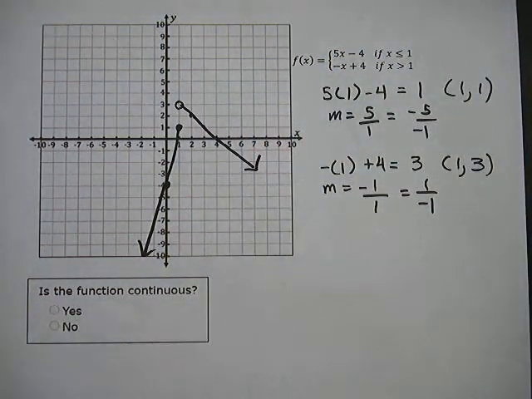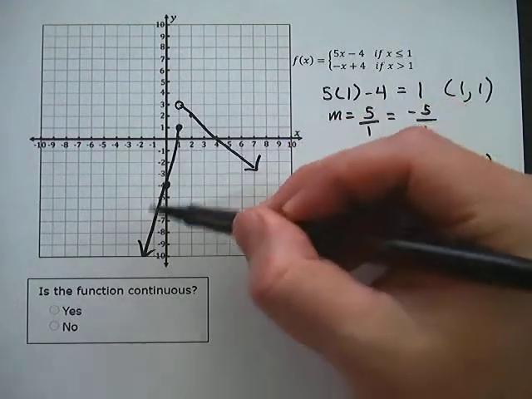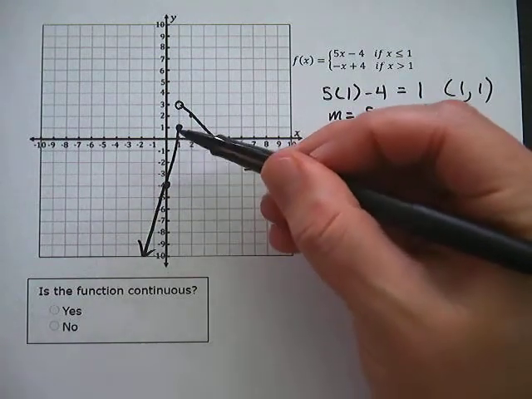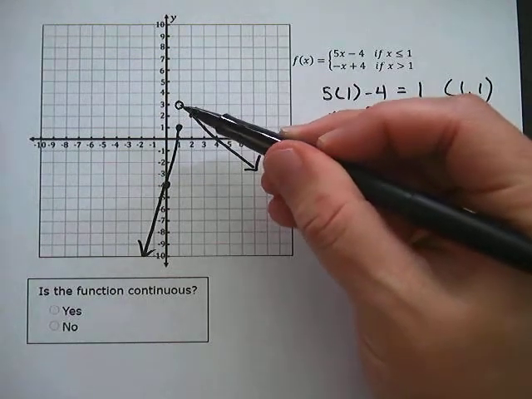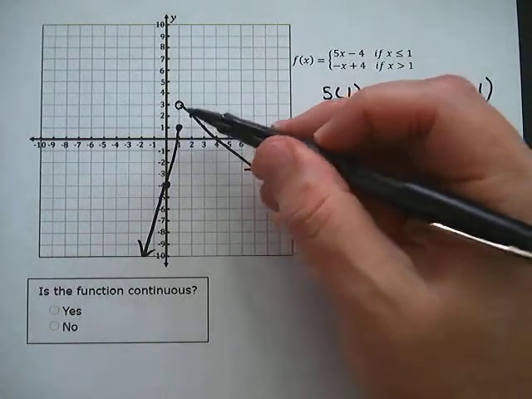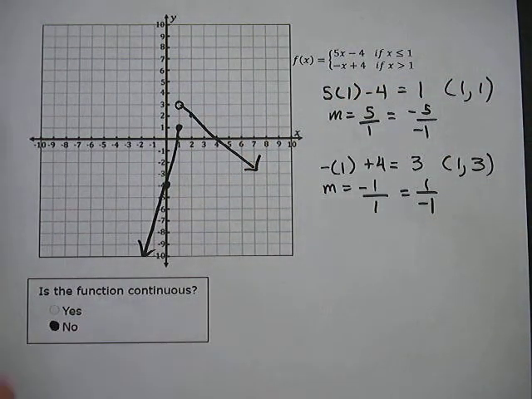Now the question is, is this continuous or not? So back to what we said: can you draw this without lifting up your pen or pencil? And the answer is no, you can't, because if you draw it right here, you'll have to stop, lift up your pencil or pen, put it back down, draw your open dot, and then keep going. So this has a gap in it. So this is no. The function is not continuous.